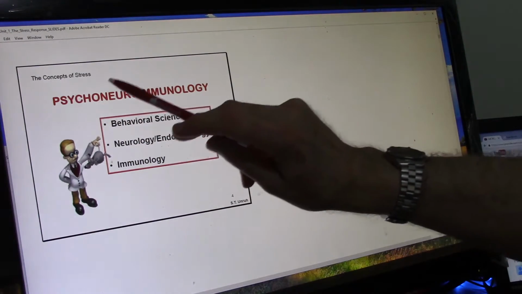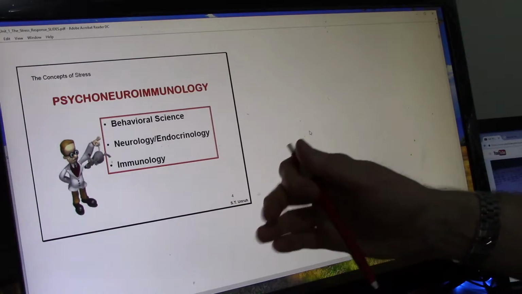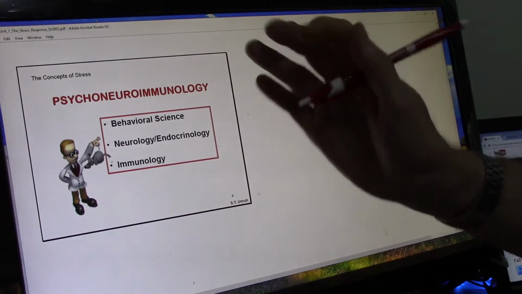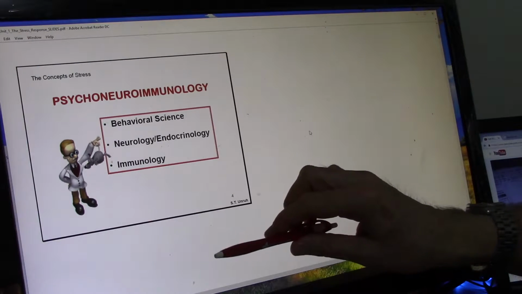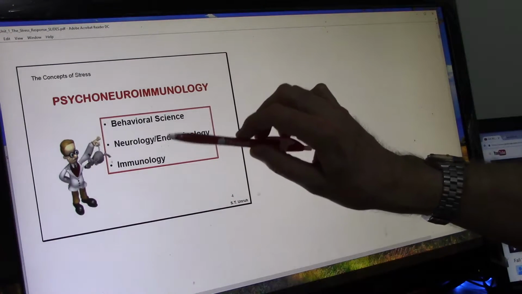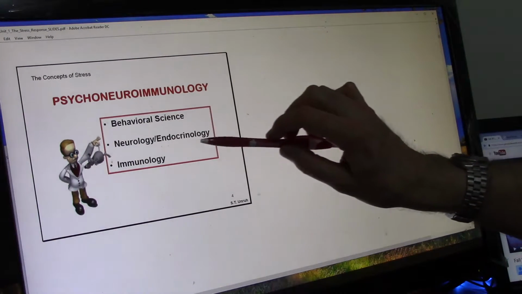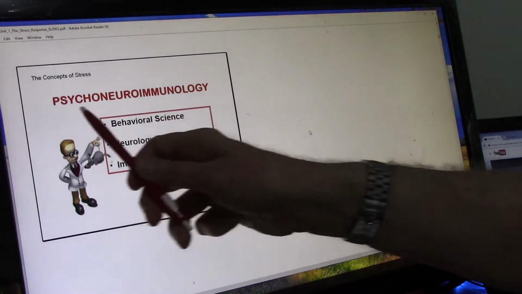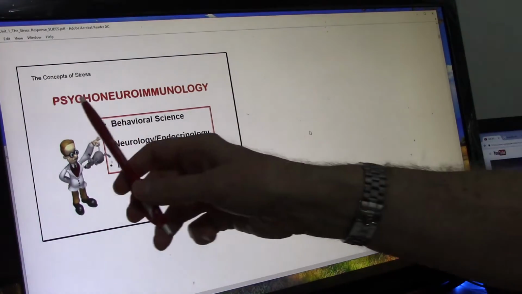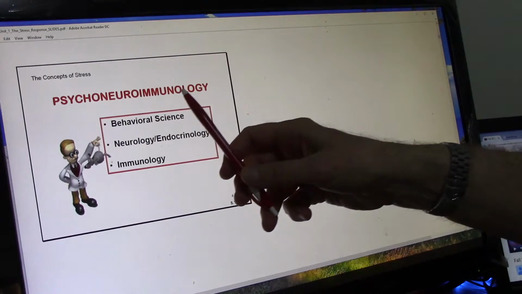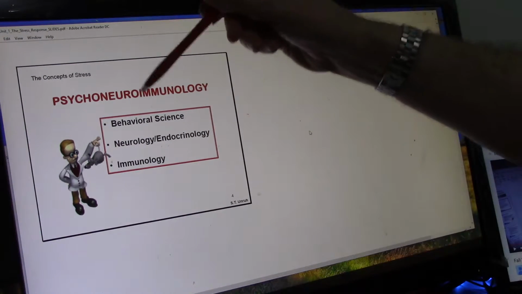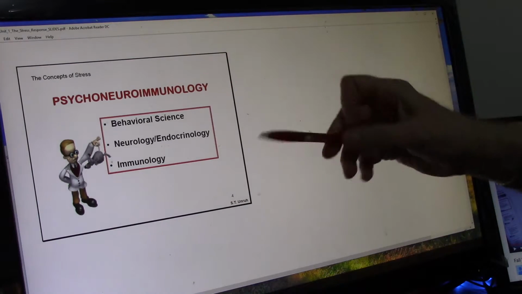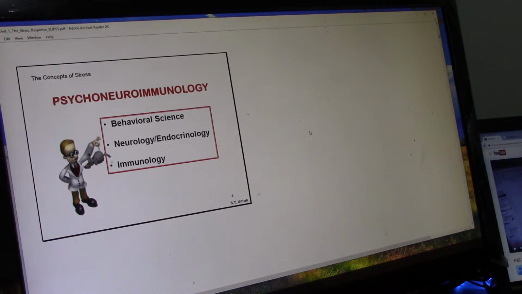The neuro is that neural channel that we saw on the blue side with the norepinephrine and the epinephrine, and also the endocrine side, which would be the cortisol. Now that would make this word too long. We'd have to go psychoneuroendocrine. It would be too big, so we kind of leave endocrine out of the word, but it's certainly there in terms of the response.